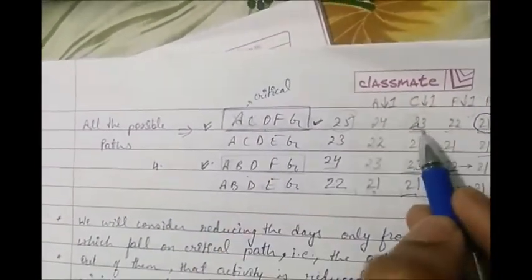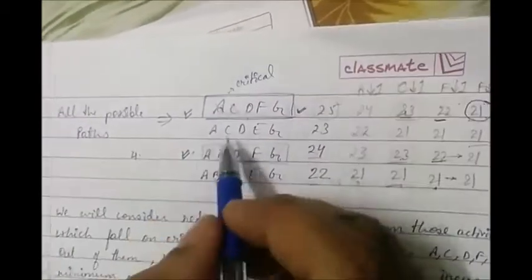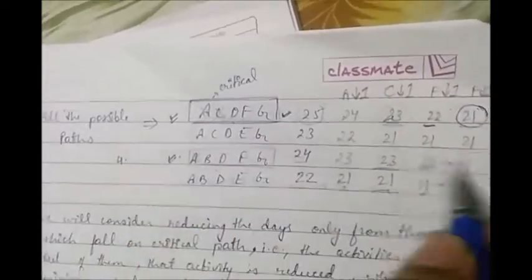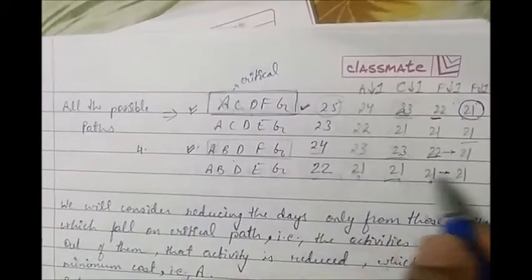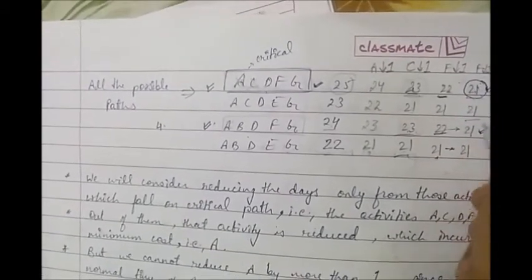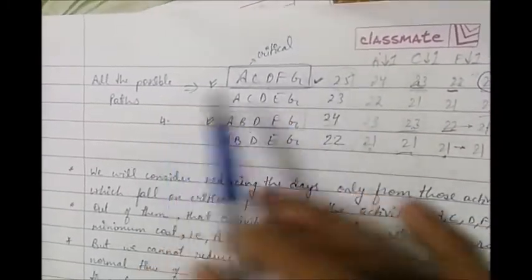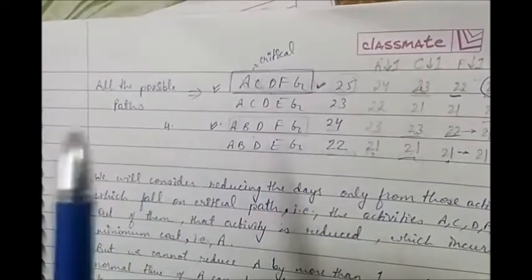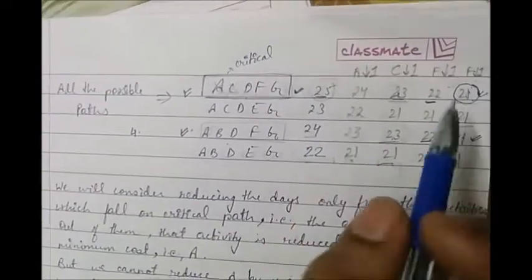So here it was 23. This reduces by 1, so this becomes 22. This has no F, so it will remain as it is, that is 21. A, B, D, F, G, F is there. 23 becomes 22. And here again there is no F, so it remains 21. Similarly, again these two would reduce by 1, so they become 21 each. So we have successfully managed to reduce our critical path, the time taken to complete the entire project, by 4, that is from 25 to 21.